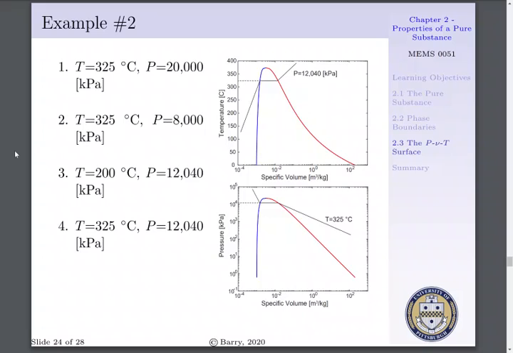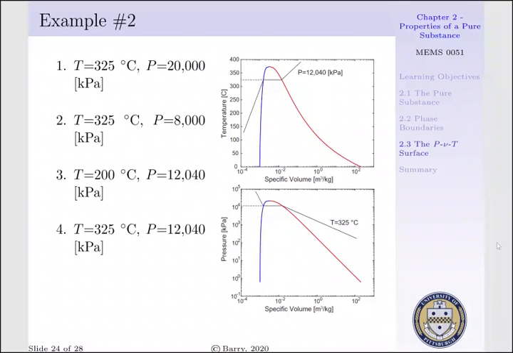Our first given is a temperature of 325 degrees centigrade and a pressure of 20,000 kilopascal. We recognize that 20,000 kilopascal is greater than our saturation pressure of 12,040 kilopascal. Thus, we are going to exist as a compressed liquid for our given temperature of 325 degrees centigrade. Next, we're given a temperature of 325 degrees centigrade and a pressure of 8,000 kPa. Since our pressure is less than our saturation pressure for our given temperature, we're going to be existing as a superheated vapor.